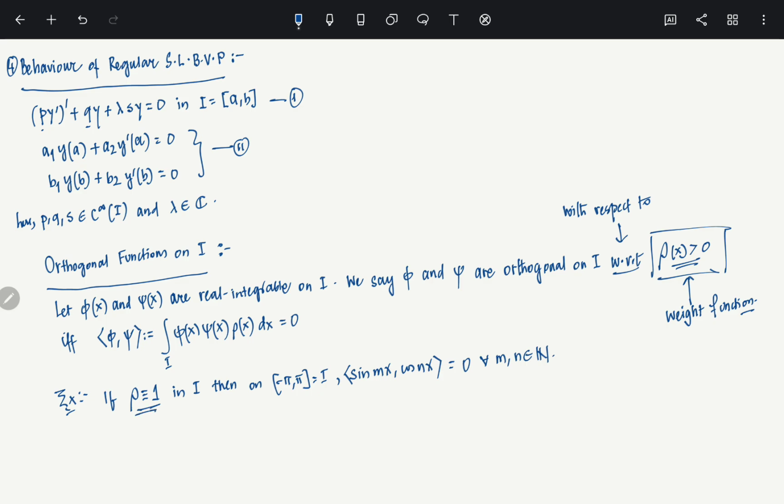With that in mind, we are going to define the norm of a function phi. You remember we can talk about the length of a vector, right?